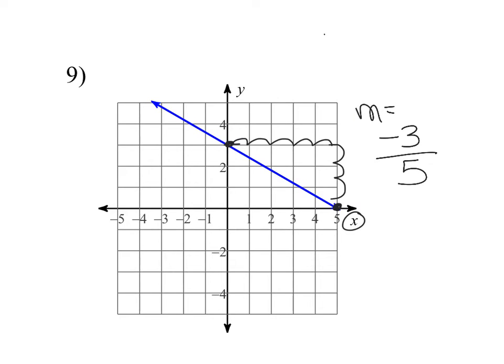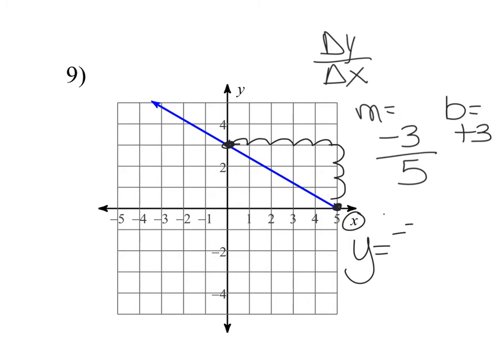All right, remember with slope, it's the change in y over the change in x. And then my y-intercept is positive 3. So my equation will be y equals -3 over 5x plus 3.